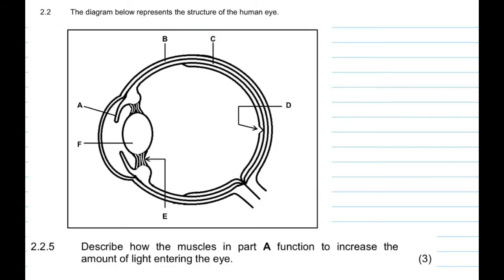Now in this question 2.2, they said, describe how the muscles in part A function to increase the amount of light entering the eye. And it's for 3 marks, which means if you try to identify the wrong thing, you're going to be losing 3 marks. Now, since we're talking about amount of light, we should be thinking pupil.